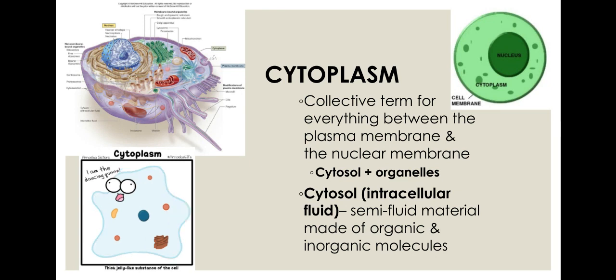So let's first start with our cytoplasm. Again, that's just the term for everything that is between the plasma membrane and the nuclear membrane. So it's going to include that goopy jelly stuff and all of the atoms and molecules that are in it, as well as our organelles. The cytosol is the fluid, the sticky, goopy jelly stuff that is made again of organic and inorganic molecules.